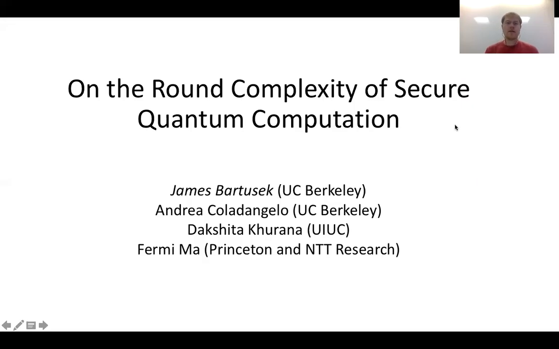Okay, so I'll be talking about the round complexity of secure quantum computation. This is joint work with Andrea, Dakshita, and Fermi.